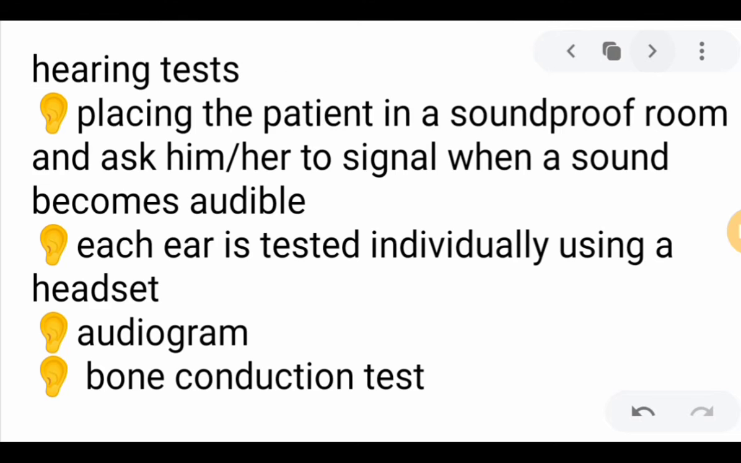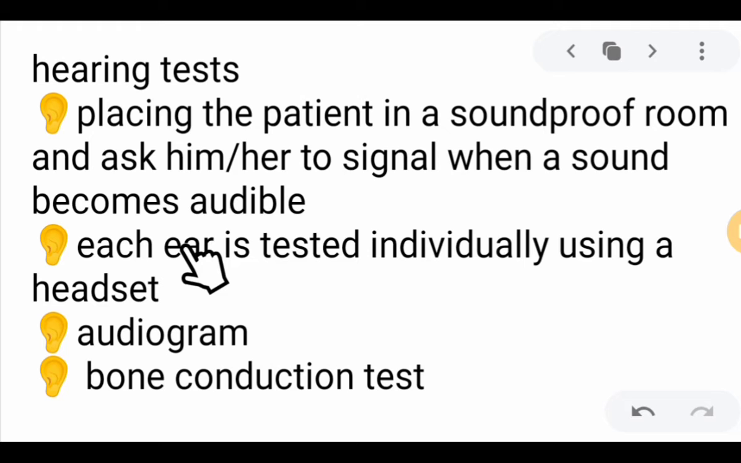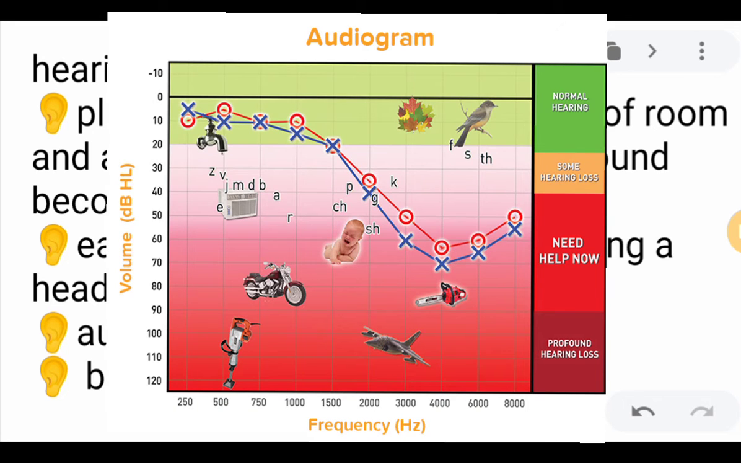So what are the measures to address this? First, you have to undergo hearing tests. The most common method is placing the patient in a soundproof room, and the doctors will ask him or her to signal when a sound becomes audible, or when he or she can hear the sound that is being played. Both ears are tested individually using a headset. Then the frequency that has been heard by the patient is recorded in an audiogram. The audiogram is the graph for the hearing test of frequencies of the patient.